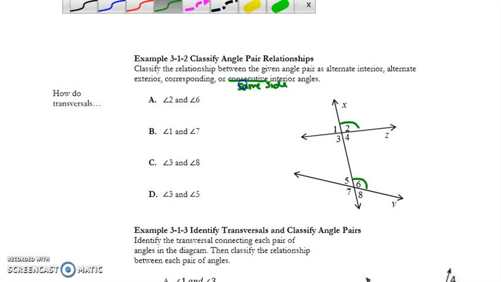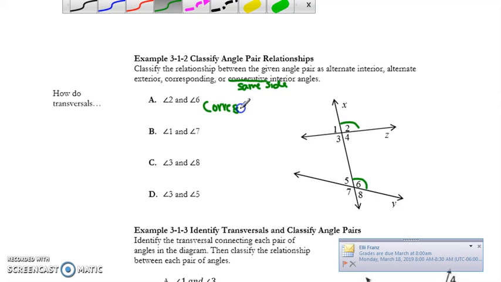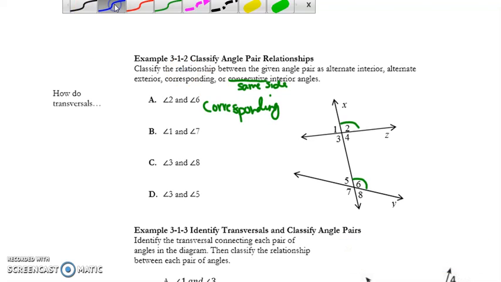Same side. Okay, so those were corresponding when they're in the same kind of position. All right, the next one is going to be 1 and 7. So this angle and this angle. So these are on the exterior.